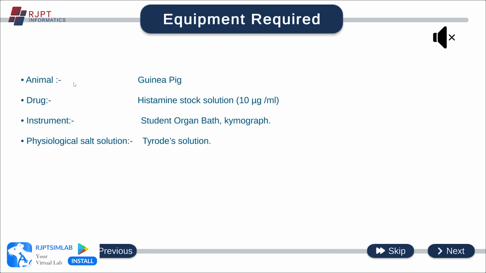At first, we have our animal, the guinea pig. Second, we are using the drug histamine stock solution of 10 microgram per milliliter. Third, the instruments we are using are the student organ bath and kymograph. And fourth, the physiological salt solution, which is our Tyrode solution. We are using the Tyrode solution so that our tissue is kept preserved and kept away from degradation during the experiment.